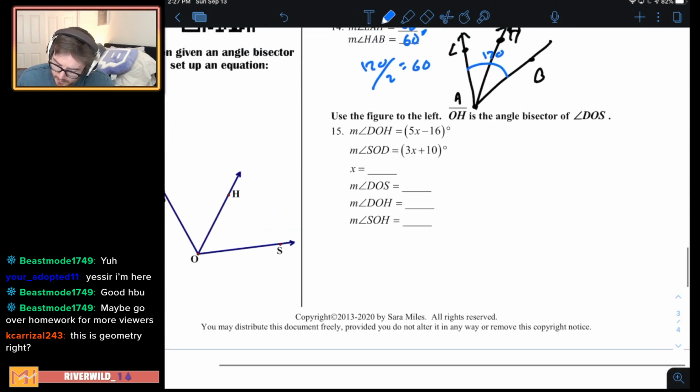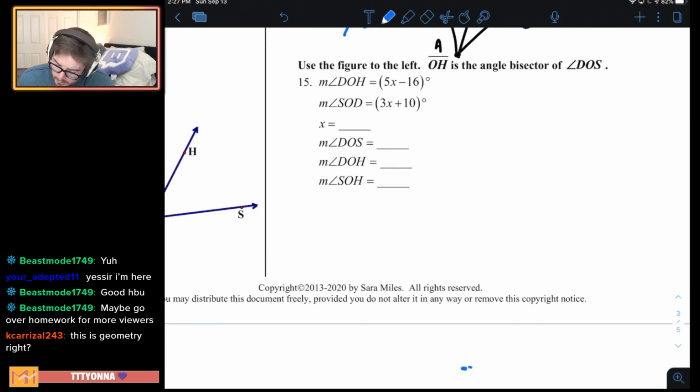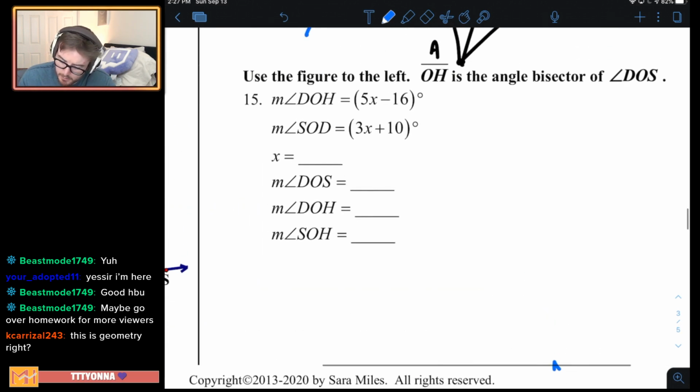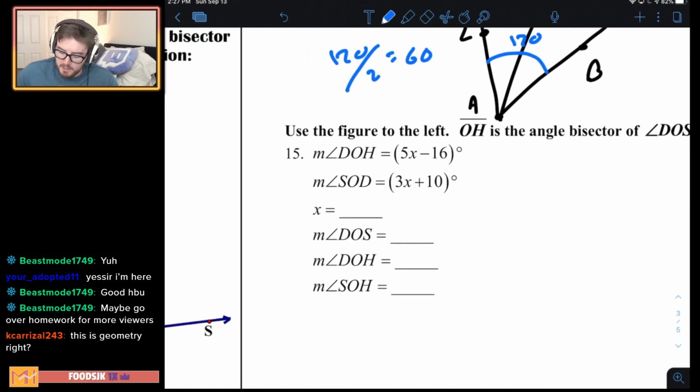What is this line that's right there? Weird. Has that always been there?